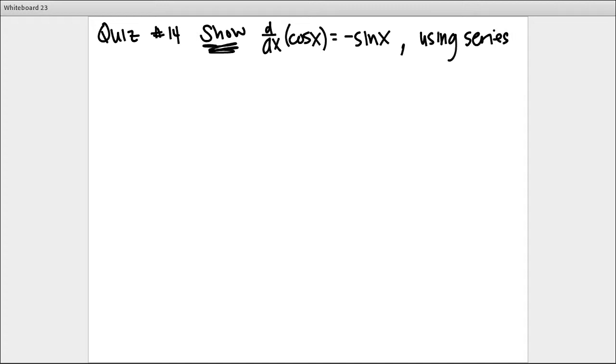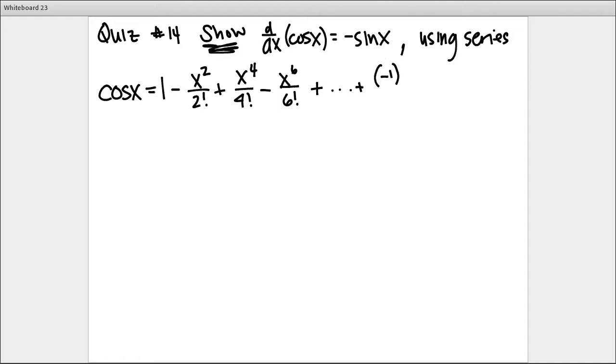So what I'm going to do is I'm going to start with cosine of x. What's the power series for cosine of x? It's 1 minus x squared over 2 factorial plus x to the 4th over 4 factorial minus x to the 6th over 6 factorial, and then I'll stop there and go plus dot dot dot. What's the general term? It's negative 1 to the nth power times x to the 2n all over 2n factorial. And obviously it keeps on going like that. All right, so let's take the derivative of it.